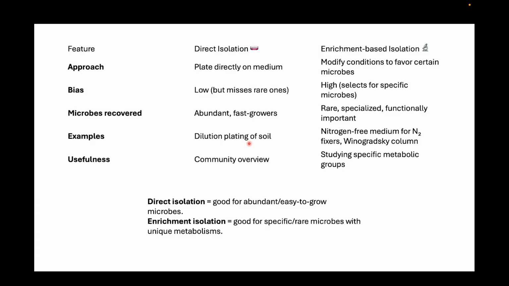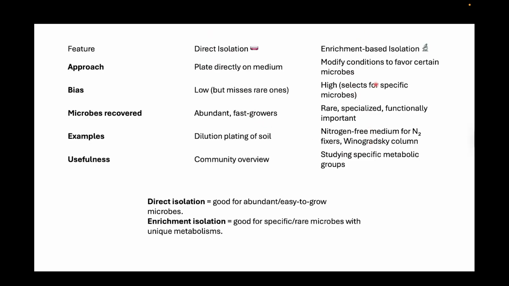So on our approach of direct and enrichment based isolation, for direct isolation, plating directly onto the medium. For enrichment based isolation, modifying the conditions to favor only a certain type of microbes to grow. What is the bias? There is no bias, low bias, but misses the rare ones in direct isolation. While in enrichment based isolation, we have high bias for selecting specific kinds of microbes. What are the microbes recovered? Abundant microbes and fast growers are recovered in direct isolation since there is no inhibition.